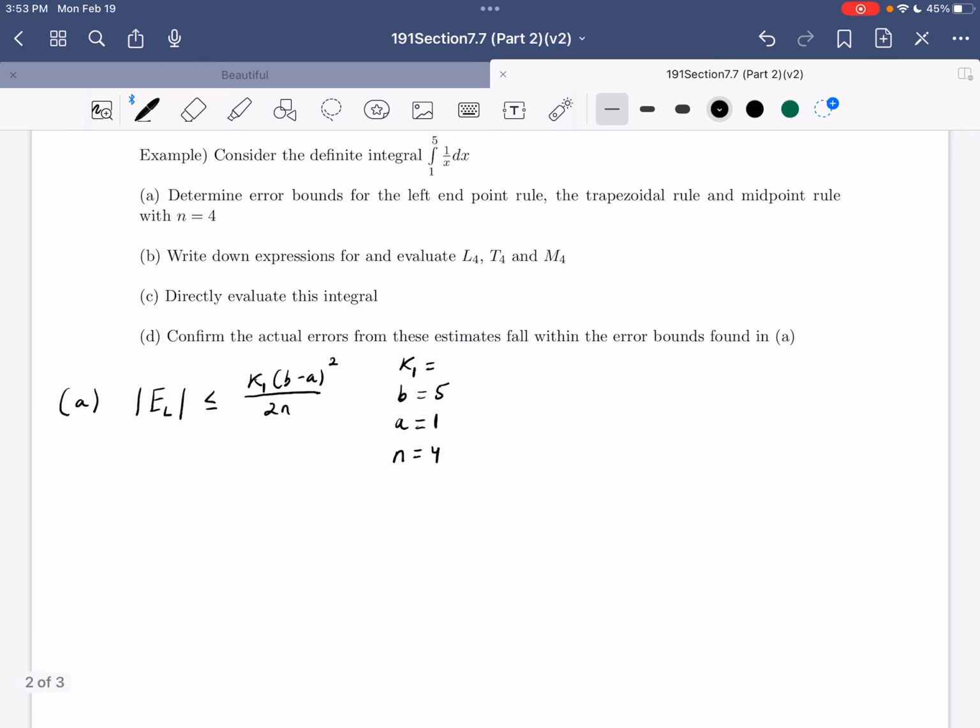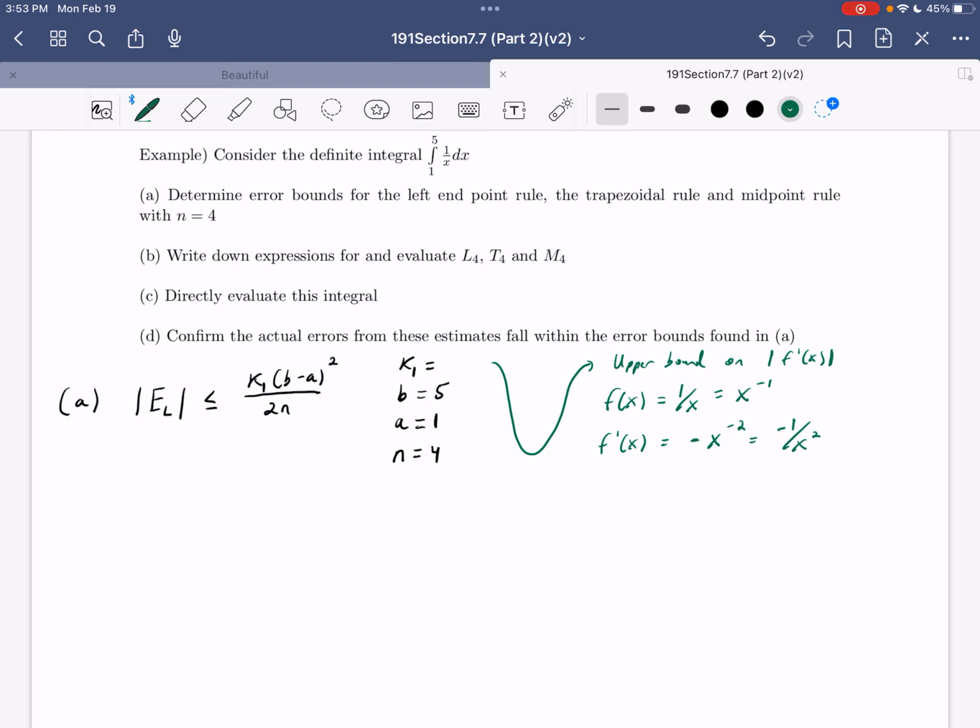To find that K1, though, we have to determine the first derivative. Let's remind ourselves, this is going to be an upper bound on the absolute value of the first derivative. So let's find that first derivative. Our function that we're trying to integrate here is 1 over x, which of course is just x to the minus 1. We take the first derivative, and we get negative x to the minus 2, or if you prefer, negative 1 over x squared.